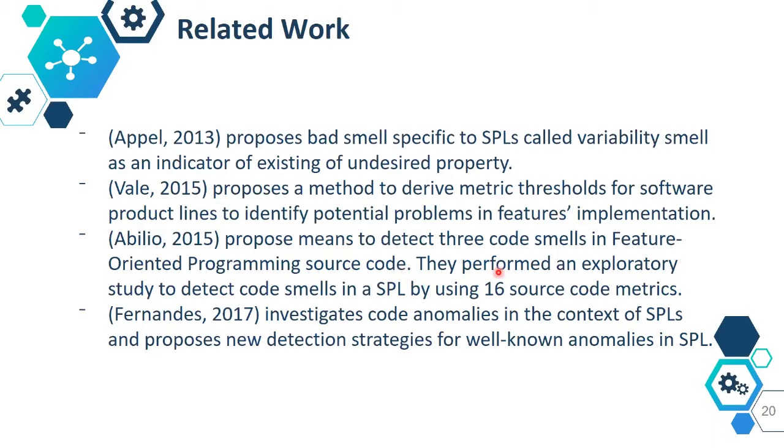Abílio proposed means to detect three code smells in feature-oriented programming code, performing some study to detect code smells in a software product line by using some metrics. Another work is investigating the code anomalies in the context of software product lines and proposing a new detection strategy. All these works are related to identifying problems in some source code. We presented only the works related to software product lines, but we have many works related to identifying code smells in the code and making refactoring.